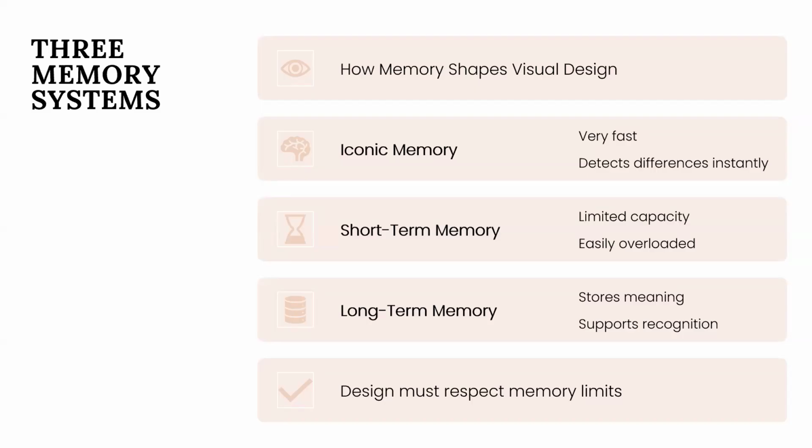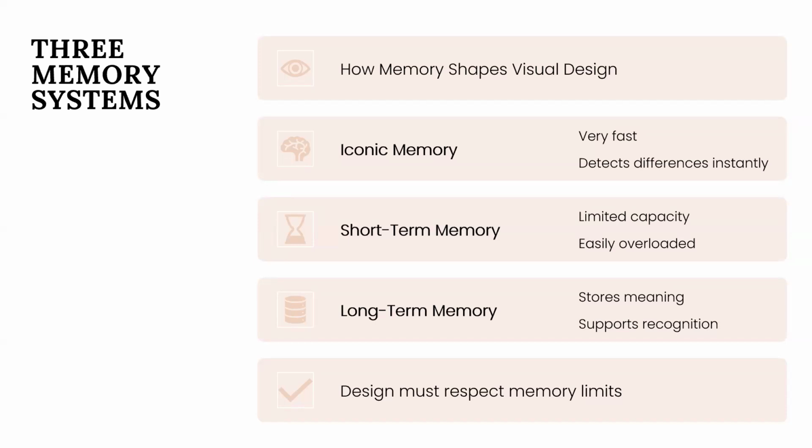Iconic memory is extremely fast and operates below conscious awareness. It evolved as a survival mechanism, allowing humans to detect differences, movement, and anomalies in the environment almost instantly. This system is tuned to visual contrast and difference. It does not analyze content. It detects change, variation, and distinctiveness. This makes it ideal for attention direction. If something visually stands out, iconic memory registers it immediately, before conscious thought begins.